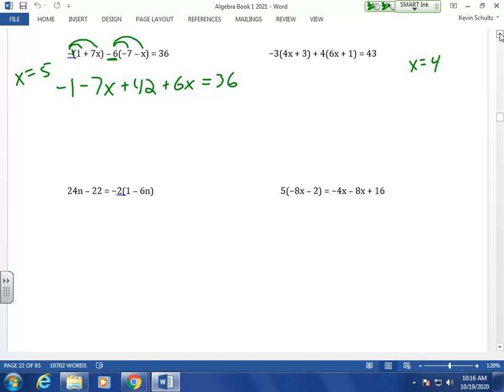Okay. Now for combining like terms, we look at our constants. We have a negative 1 and a positive 42. Negative 1 and positive 42 give us positive 41. And then we have a negative 7x and a positive 6x. Negative 7 plus 6 give us negative 1x, or just minus x. And that equals 36. Okay. Questions on that?